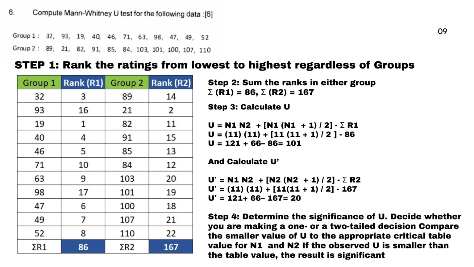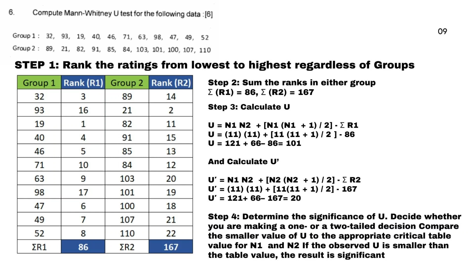Then you just apply the numbers that you know: 11 into 11 plus 11 into (11 plus 1) divided by 2, and we know our sigma R1 is 86, so minus 86. When you solve it, 11 into 11 is 121, and 11 into (11 plus 1) divided by 2 comes to 66, and minus sigma R1, that is 86. When you solve it, it comes to 101. So our U1 is 101.